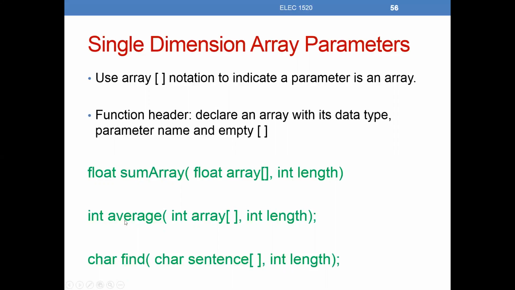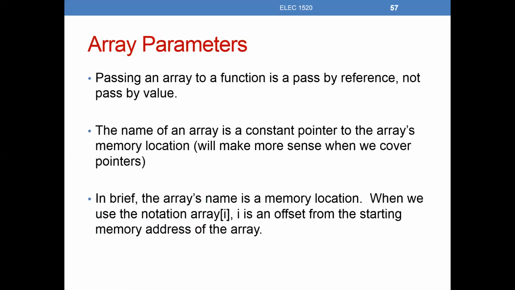So really here, if there was a function that was going to find the average of an array of integer values, data type int, give the array some name, empty brackets, it's okay if you leave a space here. Once again, we pass the length. There's an example with char as well. All right, so that's just how you would put that in the function parameter list.